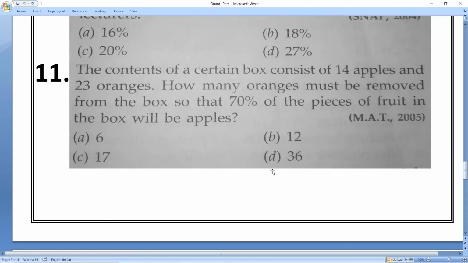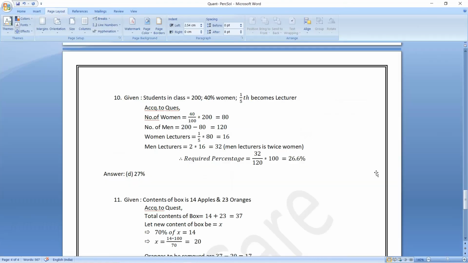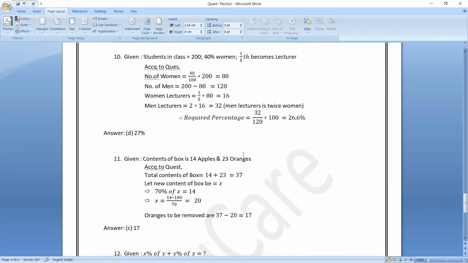The contents of a certain box consist of 14 apples. Now this is an interesting question. A box consists of 14 apples and 23 oranges. How many oranges must be removed from the box so that 70% of the pieces of fruit in the box will be apples? Now a box has 14 apples and 23 oranges, so the total content of the box is 23 plus 14, that is 37. It is asking how many oranges should be removed so that the 14 apples constitute 70% of the total number of fruits. So let the new number of fruits in the box be x.